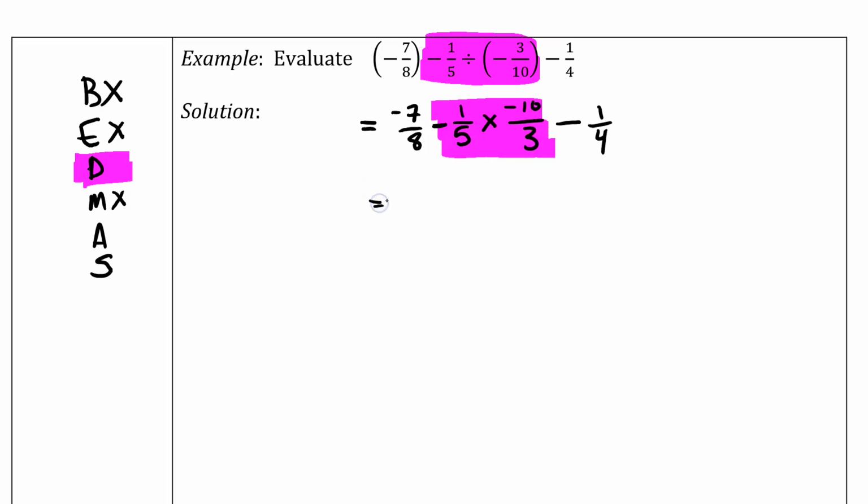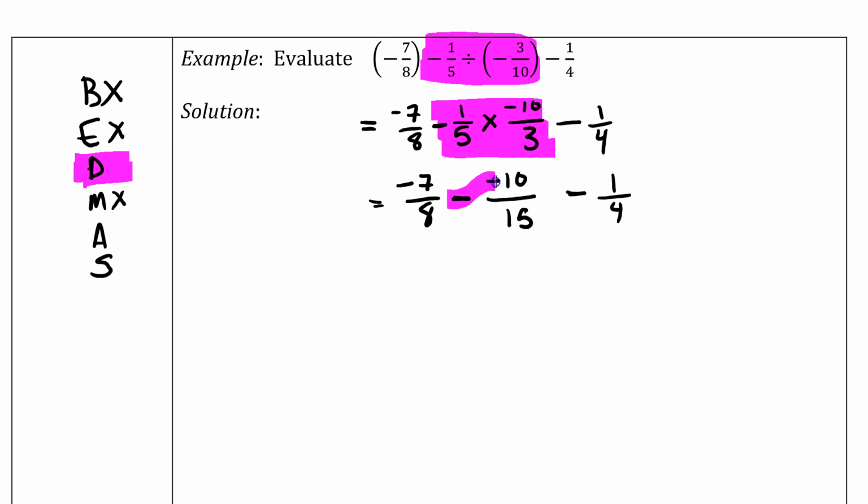So I'm going to do the next step, -7/8. So it's going to be minus, I'll show you how I do this. So minus 1 times -10 is -10 over 5 times 3 is 15, minus 1/4. But we're not done yet. See, that's the thing. We're not done yet.